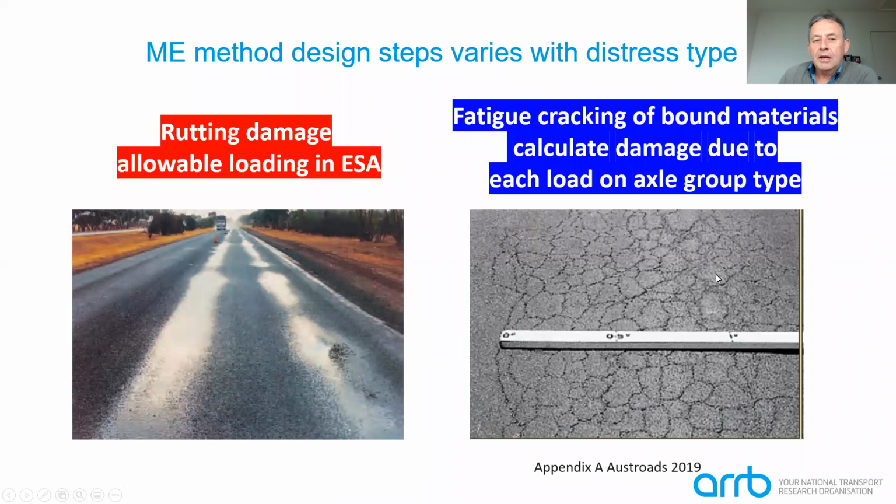And the way we address the damage due to those different axle group types varies according to the stress type. So in the case of fatigue of bound materials, we calculate the damage due to each load on each axle group type and then sum the total damage. Whereas when we're looking at the deformation damage, we use a simplified approach where we calculate the allowable loading in equivalent standard axles, or ESAs, that we discussed last week.